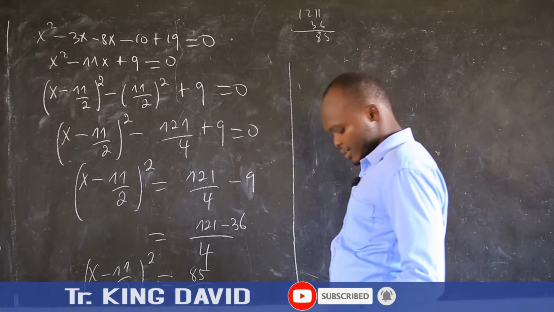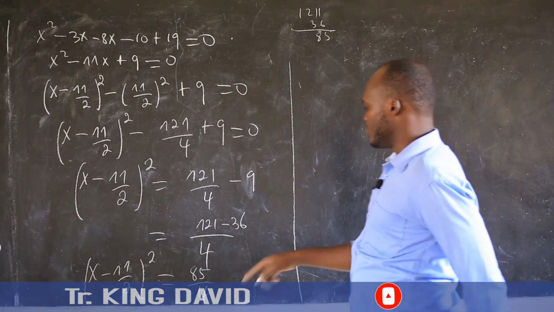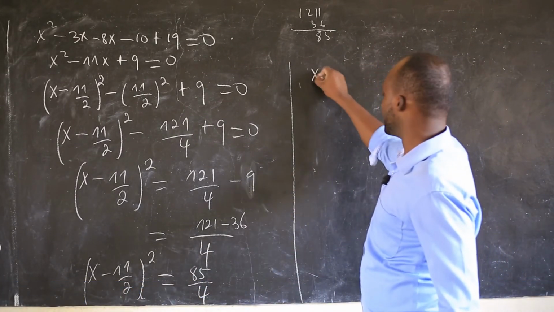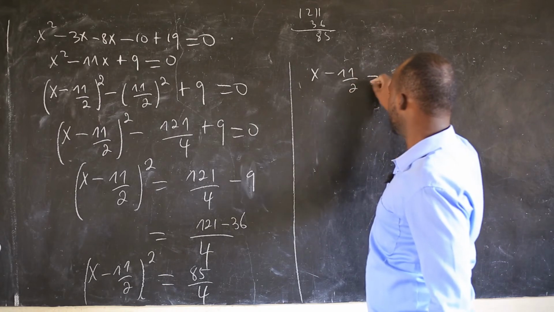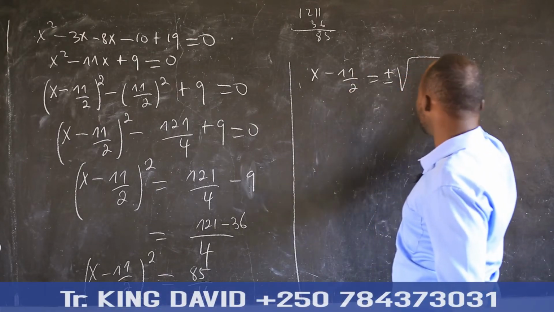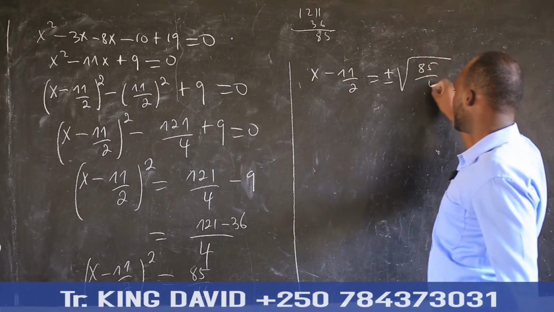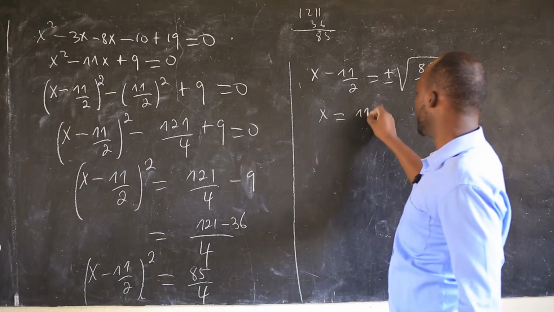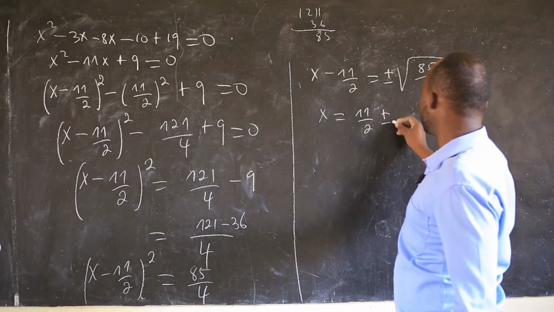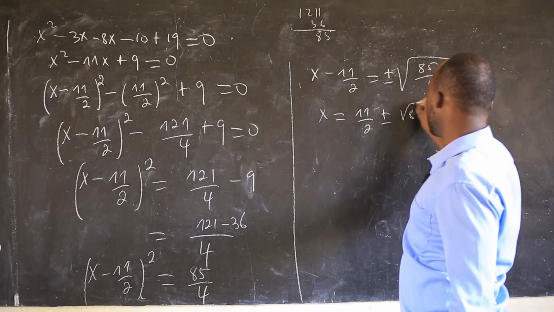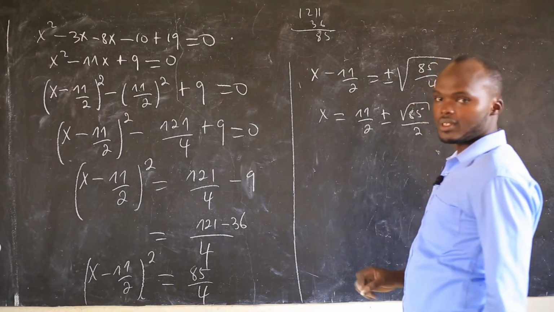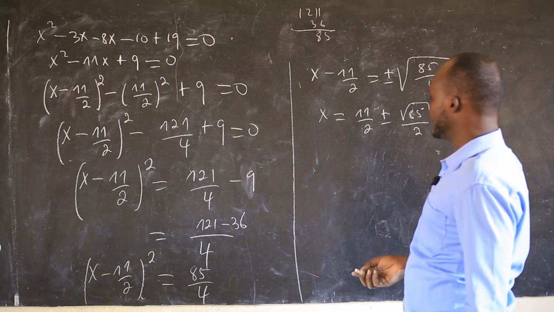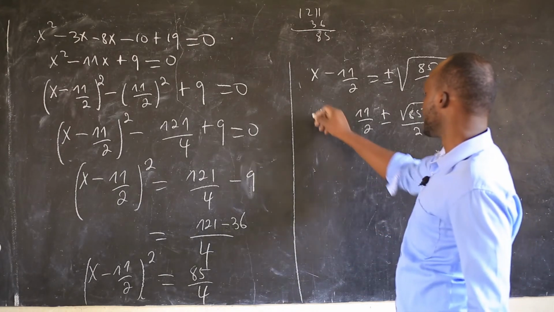So then finally, we find the square root of both sides: x minus 11 over 2 equal to plus or minus the square root of 85 over 4. So x equals 11 over 2 plus or minus root 85 divided by 2. So this is the value of x. That's how we can get it.